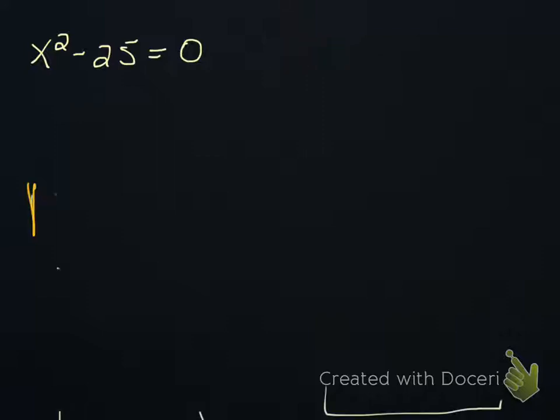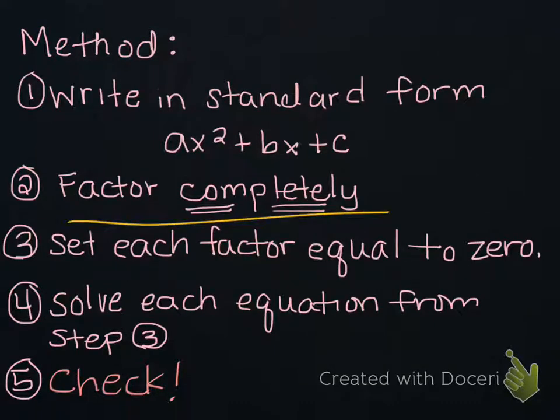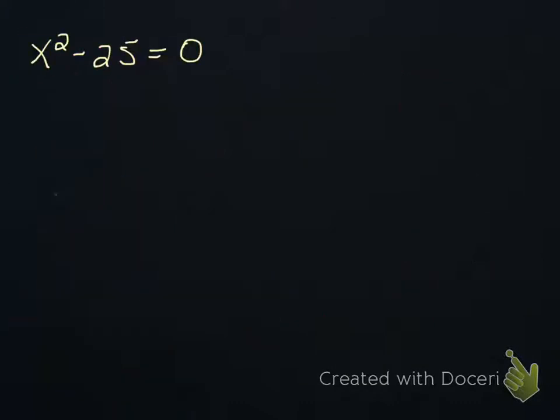So the next step would be to factor completely. If I remember from factoring, this is the difference of squares. I've got x squared minus 5 squared equals 0.